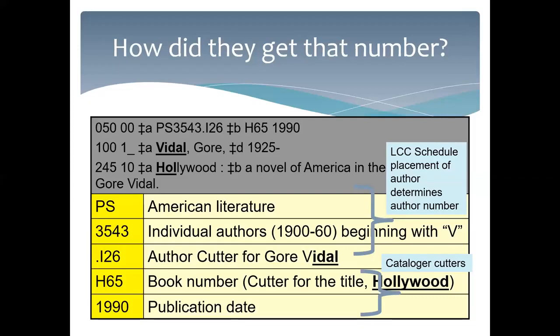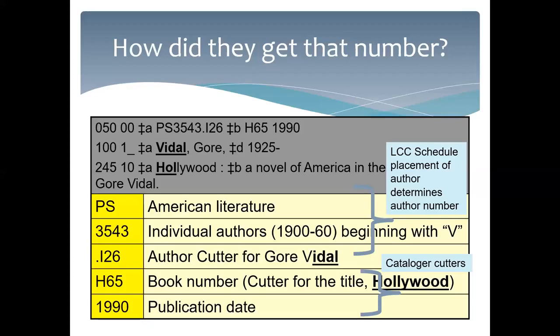So when you look at author numbers and authority records, you should be able to pretty easily see how that author number is constructed by doing this reverse engineering process. Then of course the next part of it would be what we would assign. So probably the easiest way for a work of literature is to look in the authority file and find the author's number. So the author's number is PS 3543.I26 or decimal I26. So that would be the author number. So that would be what we start with.